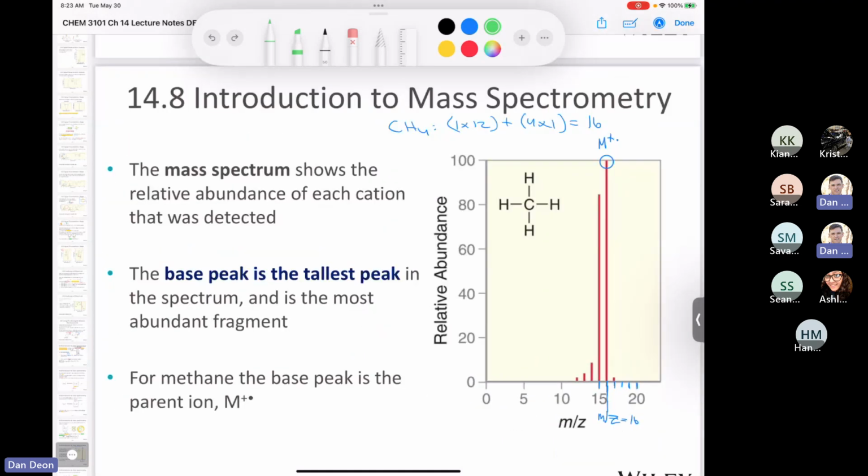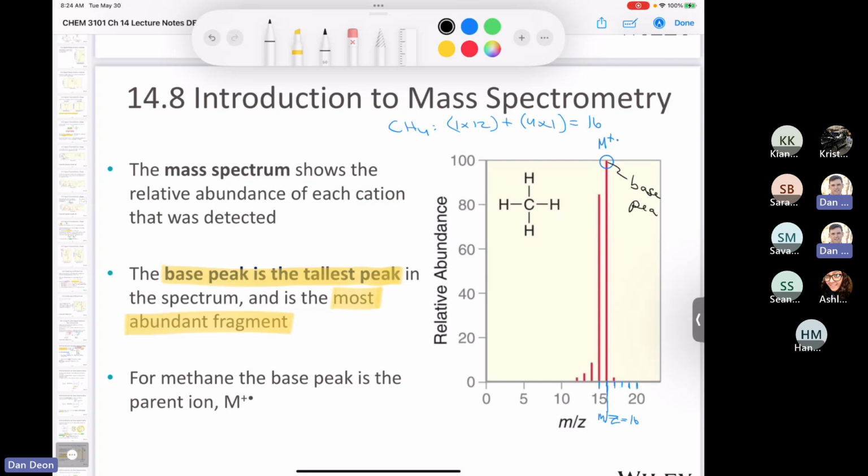So it says here, the base peak is the tallest peak in the spectrum and is the most abundant fragment. Anyhow, this is a definition you need to know. The base peak is the tallest peak, and it's the most abundant fragment in the whole spectrum. So the tallest peak here is the parent ion, and we call that the base peak.